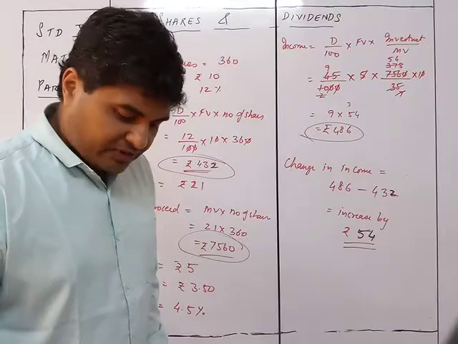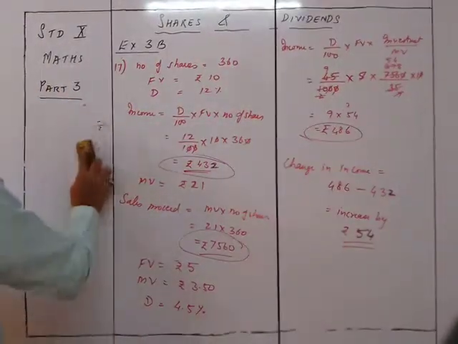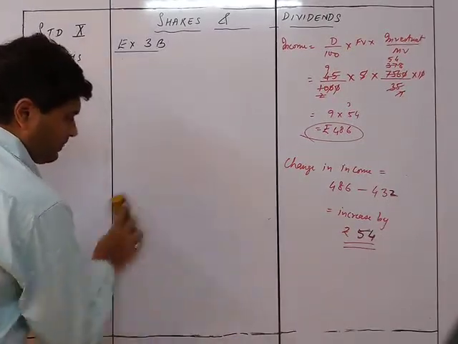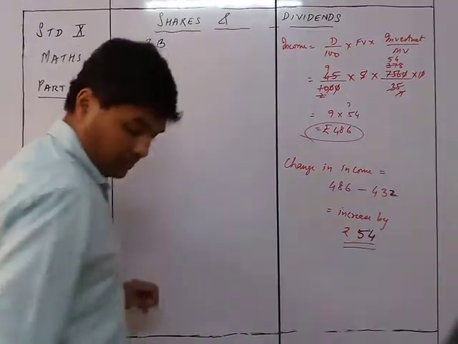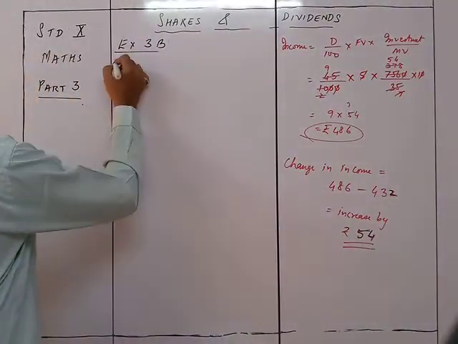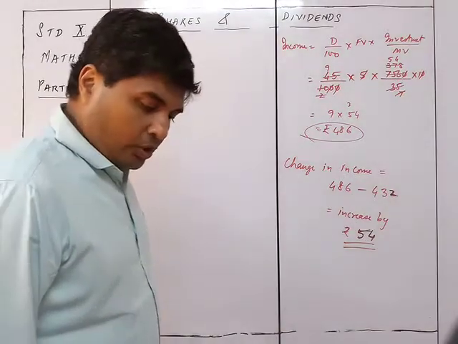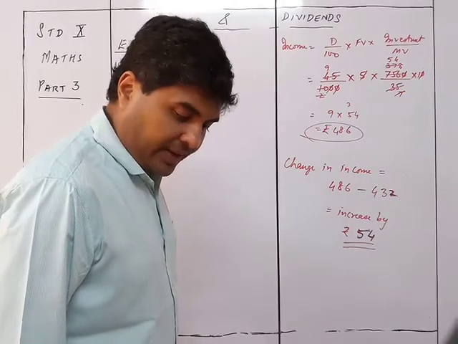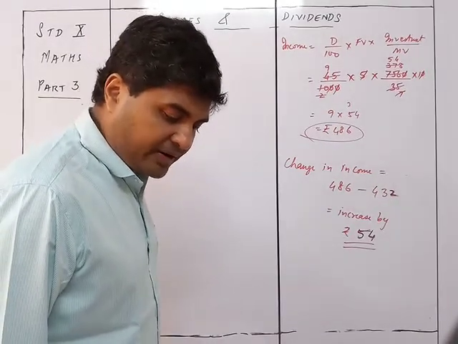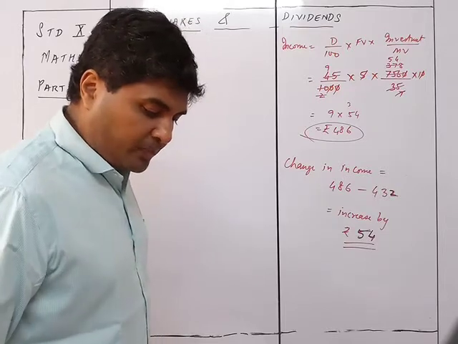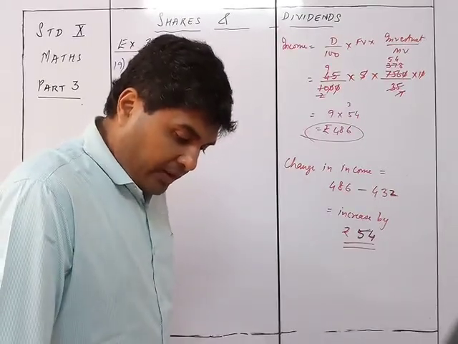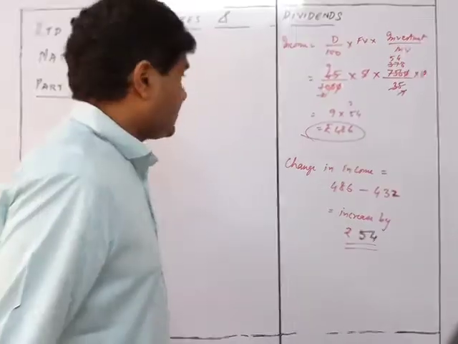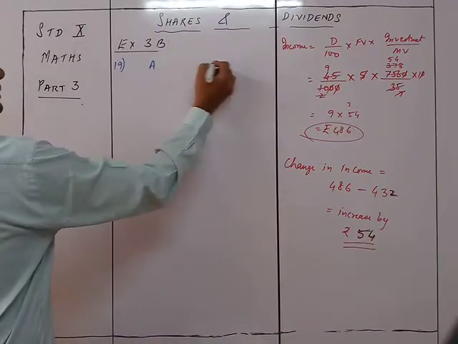We come to the last sum of the chapter, that is sum number 19. Here it is. Two brothers A and B invested 16,000 each in buying shares of two companies. A buys 3%, 100 rupee shares at rupees 80, and B buys 10 rupee shares at par. If both receive equal dividends at the end of the year, find the rate percentage of dividend of B. So this is A, this is B.